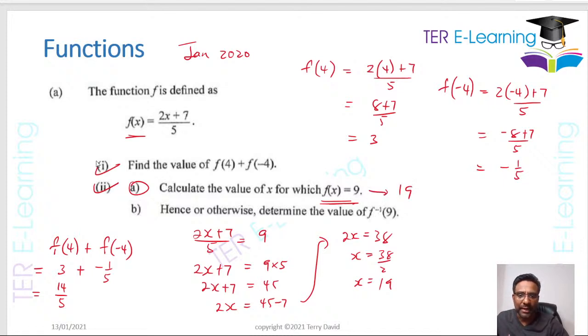And then this part B here, hence or otherwise determine the value of f inverse of 9. That's what I want. What is f inverse of 9? Now, let me just get a blank sheet here.